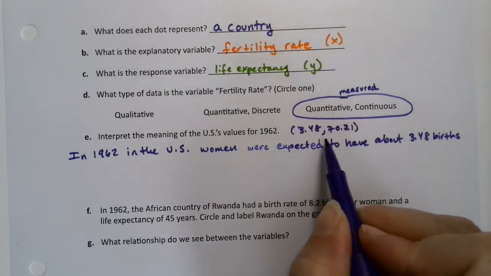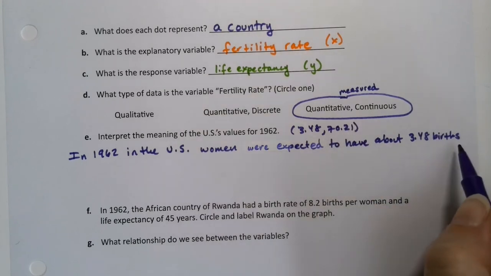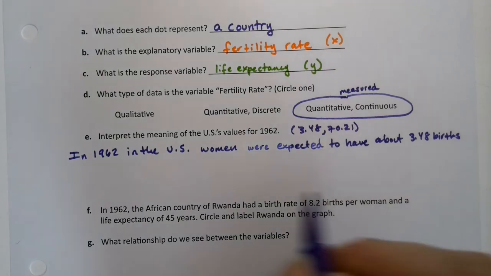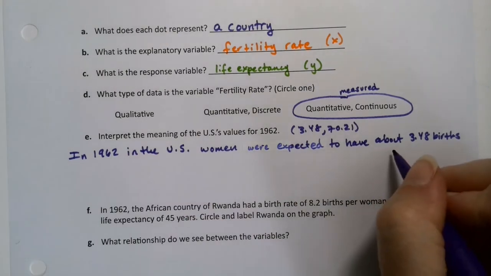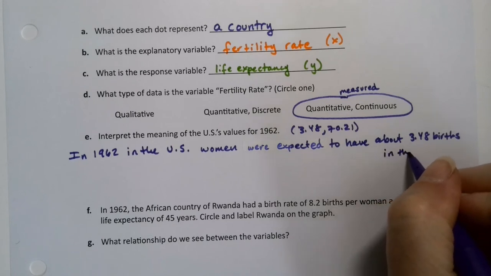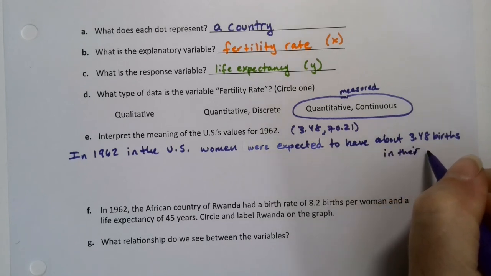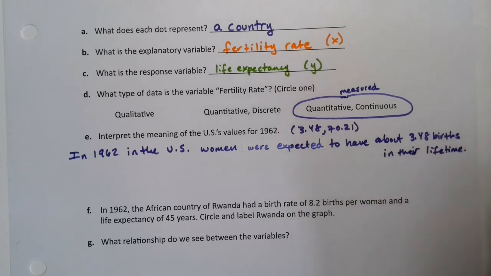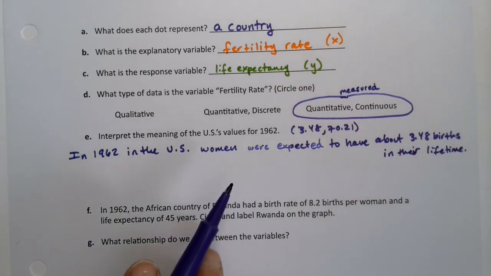I thought I'd write down the points so you can see it. It's 3.48 births in their lifetime, right? This is not like in that year or something like that. In their lifetime. I'll just say it right there. Right, that's what the 3.48 means.